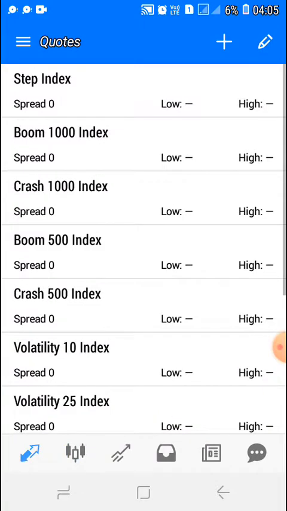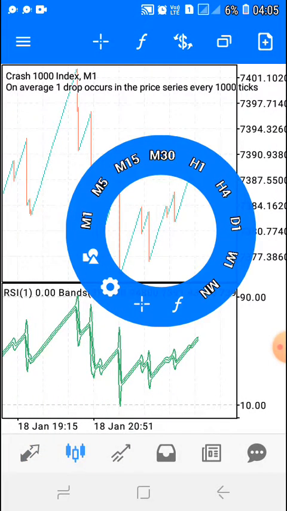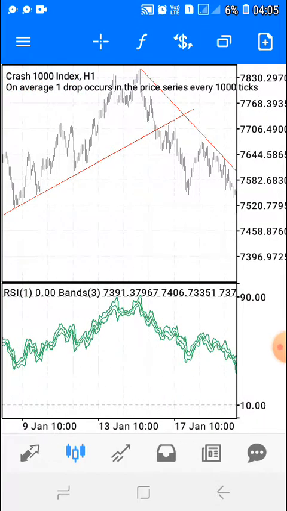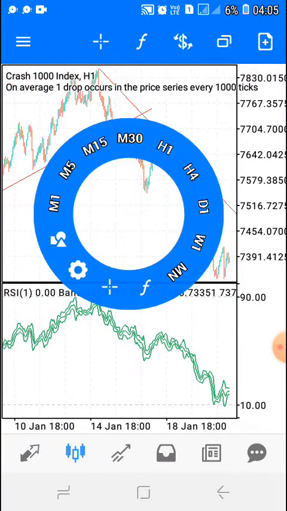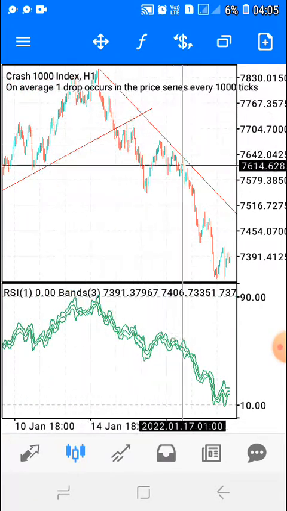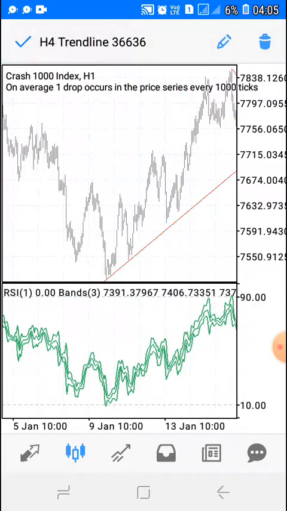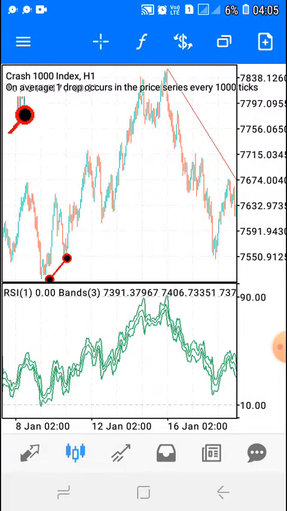Now, let me just go to Crash 1000 and show you guys what I'm talking about. Okay, so we're in Crash 1000. So what you want to do now is first check the trend of the market. We can see that the market is trending in a downwards direction. And how do we know that? Okay, let me just remove this. If I add my trend line over here, right?